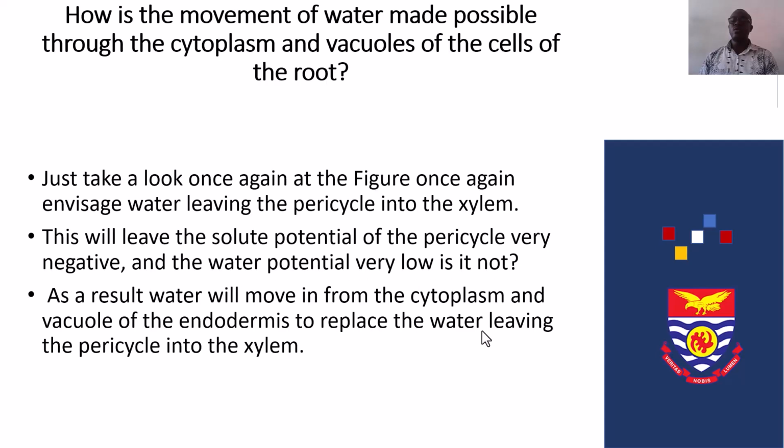So just take a look once again at the figure. Envisage water leaving the pericycle into the xylem. This will leave the solute potential of the pericycle very negative and the water potential very low, will it not? As a result, water will move in from the cytoplasm and vacuole of the endodermis to replace the water leaving the pericycle into the xylem.